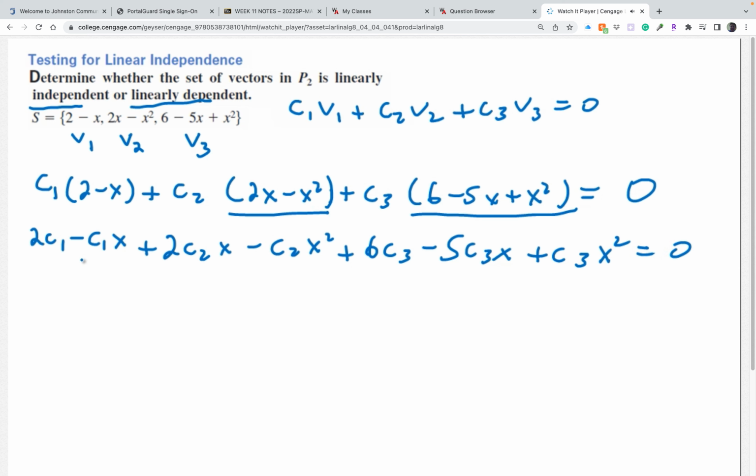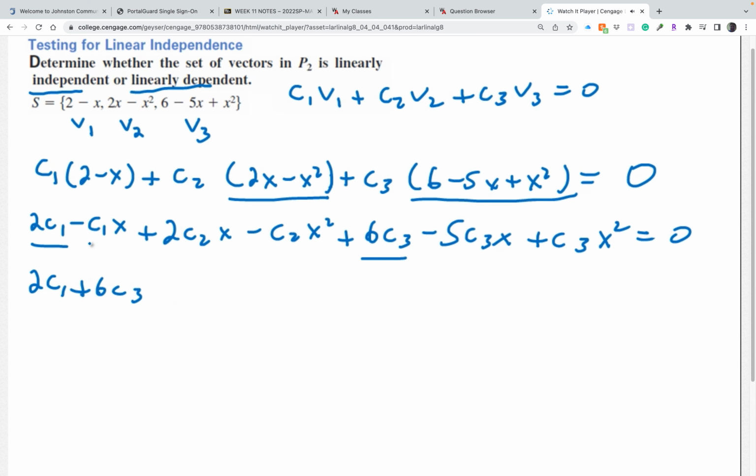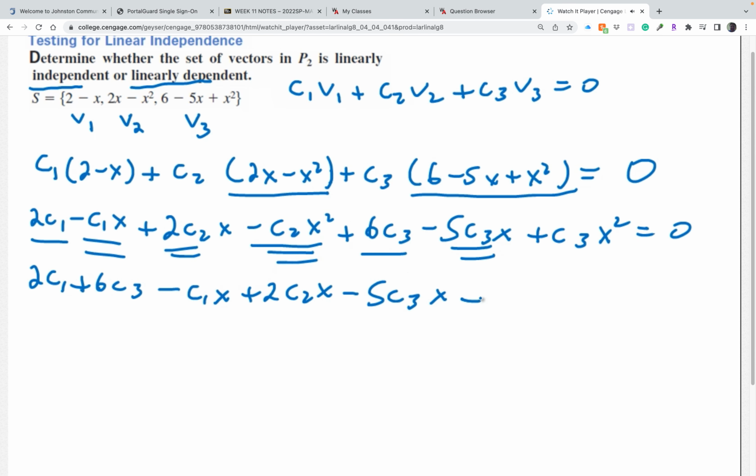So we'll first group together the constant terms. We'll have 2 times c sub 1 plus 6 times c sub 3. And then we'll group together the first degree terms. We'll have negative c sub 1 x plus 2 c sub 2 x, and then minus 5 c sub 3 x. And then finally, the second degree terms: minus c sub 2 x squared plus c sub 3 x squared, and that will be equal to 0.